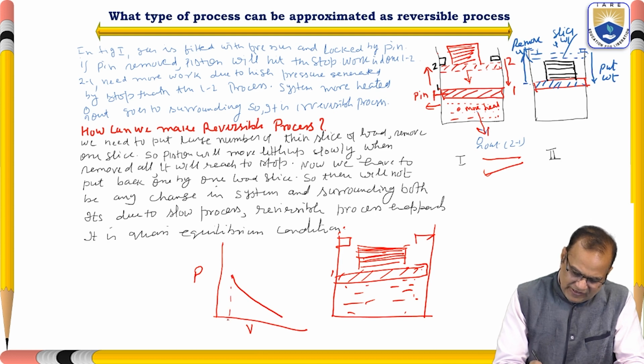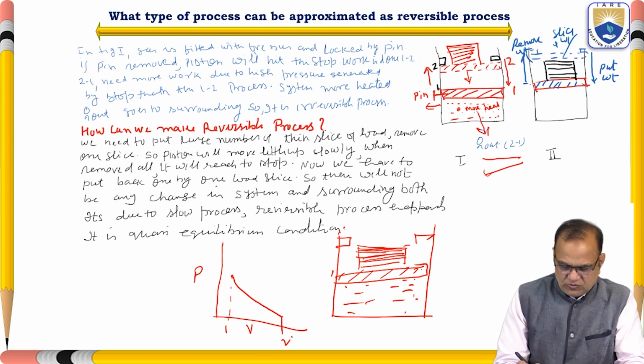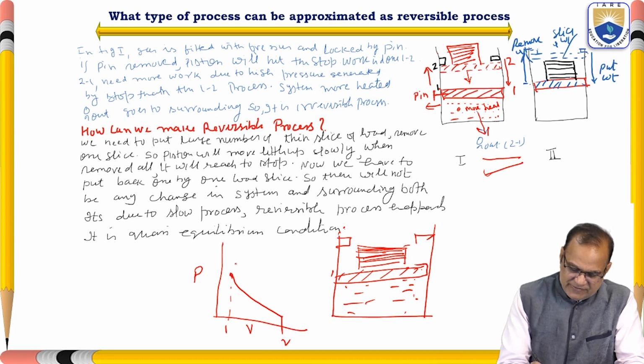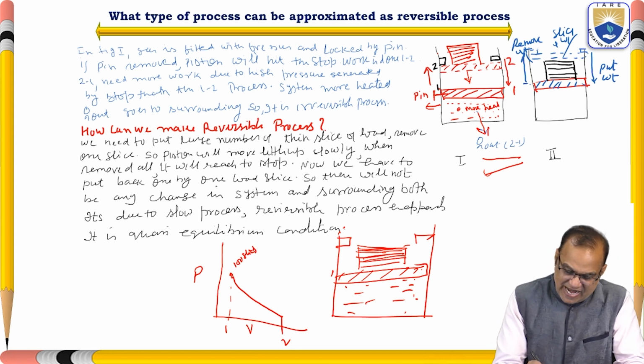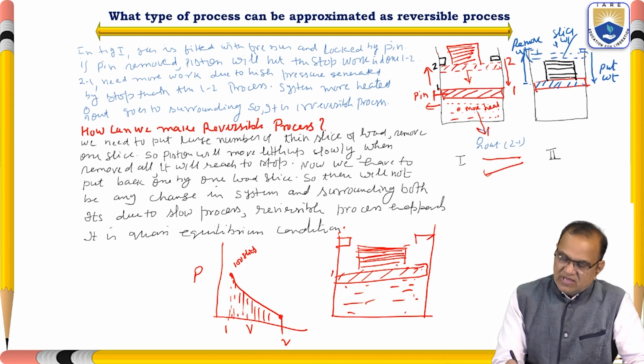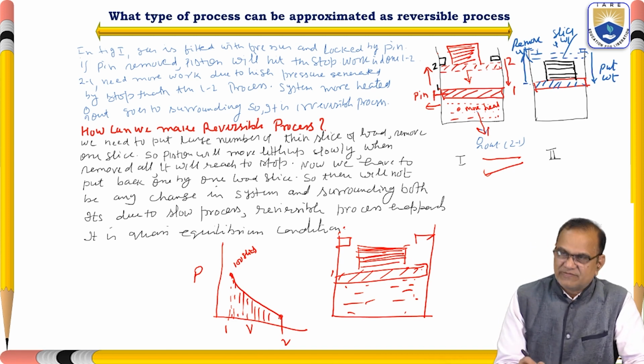So this is state 1 and this is state 2. At this state, assume there are 100 slices. If you remove one slice, then 99, it will be here. Then 98, and so on. Like this, when you reach here, you will not have any weight left, so it will reach here.